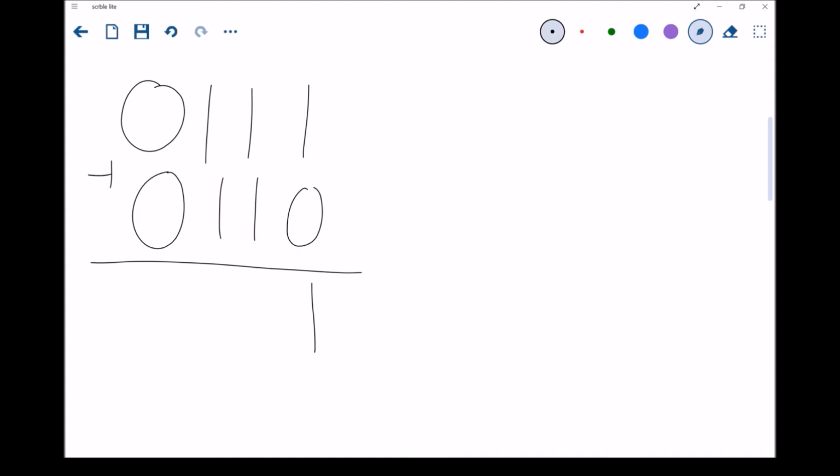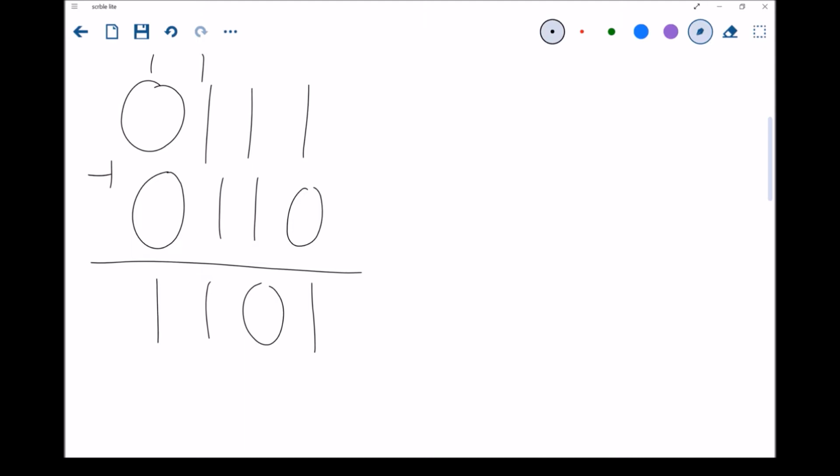And over to the left, we have 1 plus 1. So when you have two 1s, what you do is you put a 0 below there, and you carry a 1 to the next place. The next column to the left, we have 3 1s. So what you would do is put a 1 below that, and you also carry a 1.